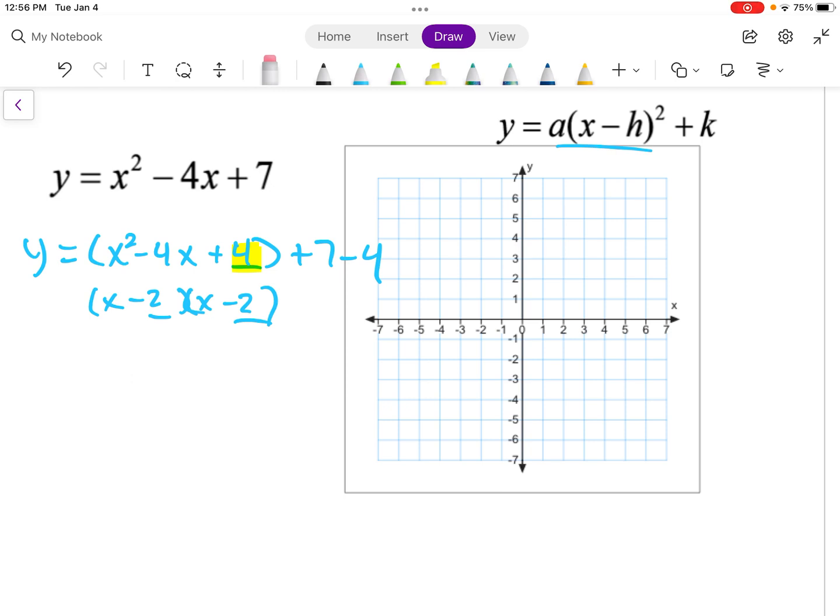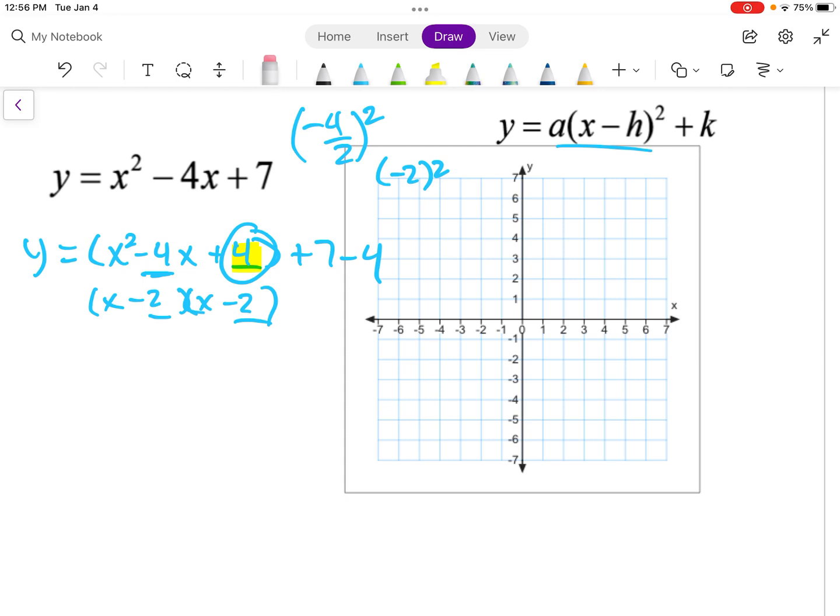Oh, by the way, just a shortcut. You can figure out this number, that 4, it's always going to be that middle number divided by 2. So I take negative 4, I divide it by 2, and then you have to times it by itself. You have to square it, right? The negative 4 divided by 2 gives me the negative 2, and then you have to times them together. So you have to square it. So that ends up being negative 2 squared. So that's a shortcut way of figuring out that that's got to be a positive 4.